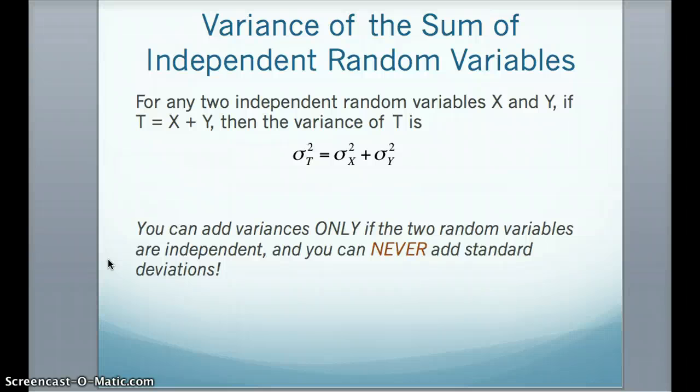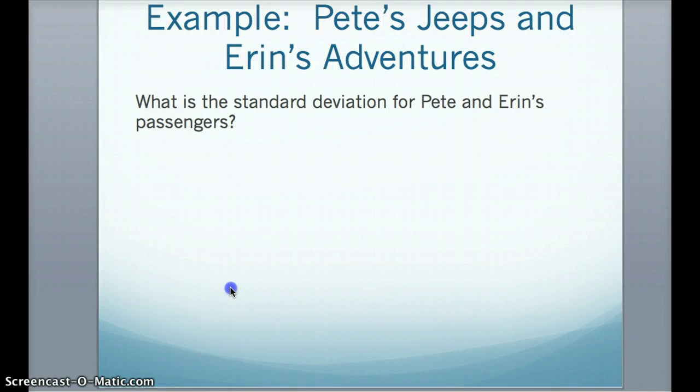So for any two independent random variables, X and Y, T is equal to X plus Y, then the variance of T is as follows. So you can add variances only if the two random variables are independent, and you can never add standard deviations. So that's huge. You have to realize that. So what is the standard deviation for Pete and Erin's passengers?